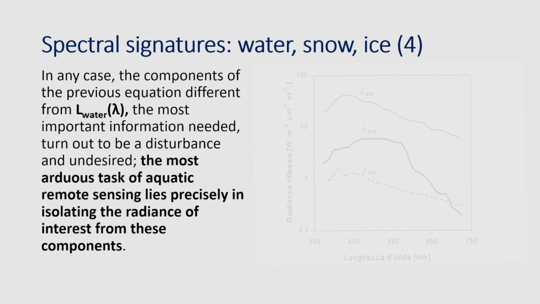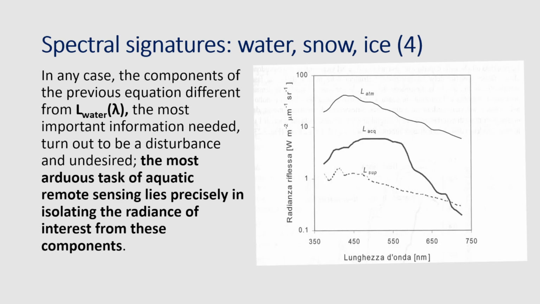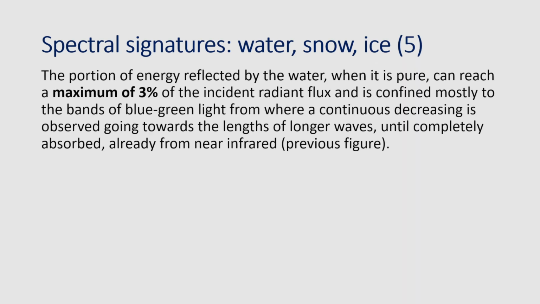Spectral signatures: water, snow, ice. In any case, the components of the previous equation different from L water, lambda, the most important information needed, turn out to be a disturbance and undesired. The most arduous task of aquatic remote sensing lies precisely in isolating the radiance of interest from these components. Spectral signatures: water, snow, ice.